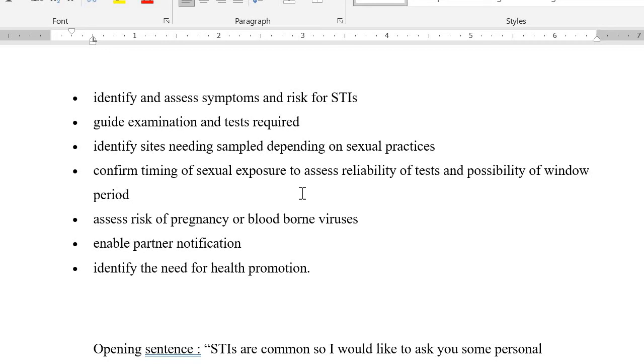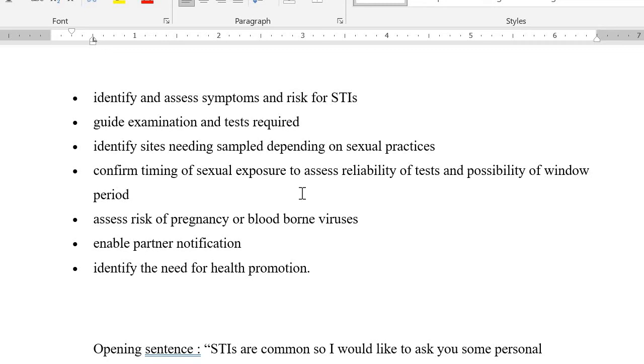So you're going to identify and assess symptoms and the risk of the STI, guide examination and tests required, then identify sites needing to be sampled depending upon the sexual practices. Then you need to confirm timing of the sexual exposure to assess reliability of a test and possibility of window period. Window period is when the infection is there but it has not become evident because the bacteria are still multiplying in the system of the patient.